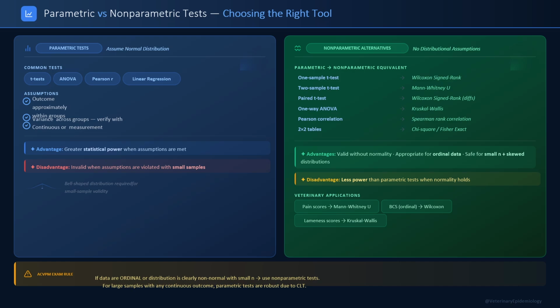The two-sample t-test becomes Mann-Whitney U. One-way ANOVA becomes Kruskal-Wallis. Pearson correlation becomes Spearman. The exam rule is simple: ordinal data or clearly non-normal data with a small sample means go non-parametric, but for large samples with a continuous outcome, the central limit theorem has your back and parametric tests stay perfectly robust.